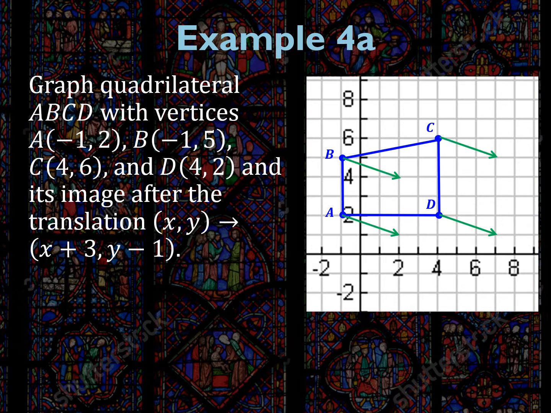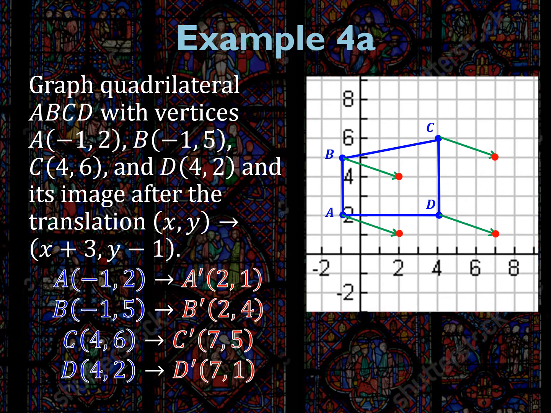So take each point on each corner of the quadrilateral, and you're basically going to move it 3 units to the right, x plus 3, and 1 unit down, y minus 1. So here is your final image. A becomes A prime, which is (2, 1). B becomes B prime, which is (2, 4). C becomes C prime, which is (7, 5). And D becomes D prime, which is (7, 1). All these points, you are adding 3 to the x and subtracting 1 from the y. So (-1, 2) becomes (2, 1). And you do that for the other 3 points of the quadrilateral.